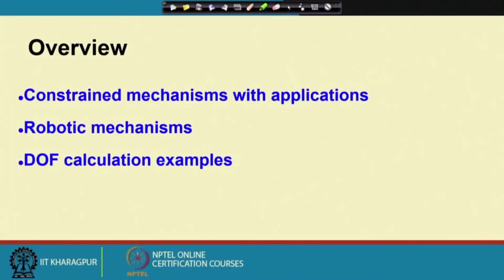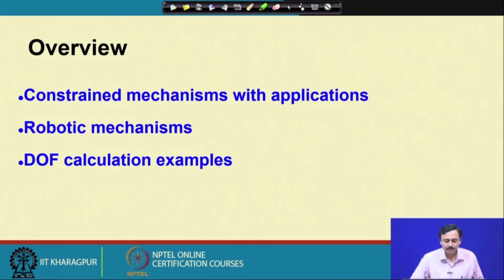have looked at examples of mechanisms with 1 degree of freedom. Now, this 1 degree of freedom mechanism has a very special place in the study of kinematics. So, since these are very special, they also have a name. They are called constrained mechanisms. So, this is the overview of today's lecture. We will discuss constrained mechanisms with applications, then we will go over to robotic mechanisms and calculate their degrees of freedom.